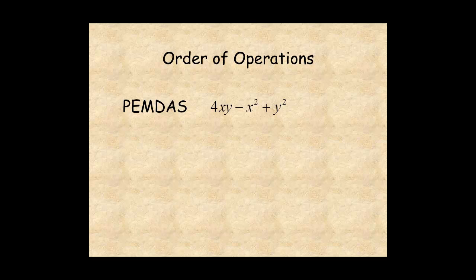A variable expression is evaluated by substituting values for the variables and simplifying with the order of operations. For this example, substitute x equals 2 and y equals 3.